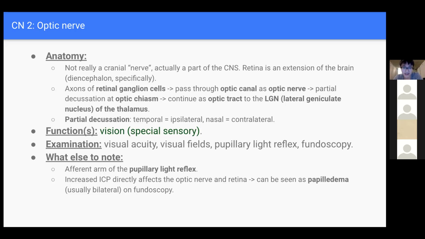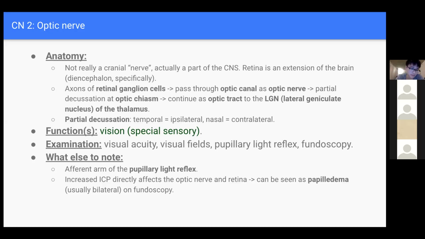Once you reach the optic chiasm, there's going to be a partial decussation. So part of them are going to cross, and it's going to continue as the optic tract. So it's a continuation of the same axons, but we give it a different name. And that's going to go to your thalamus, to the LGN. And when I say partial decussation, what it means is that all the axons from the retinal ganglion cells on the temporal side of your retina are going to stay on the same side. And for the retinal ganglion cells on the nasal side, right, they're going to cross over to the other side. The function of that is for vision.